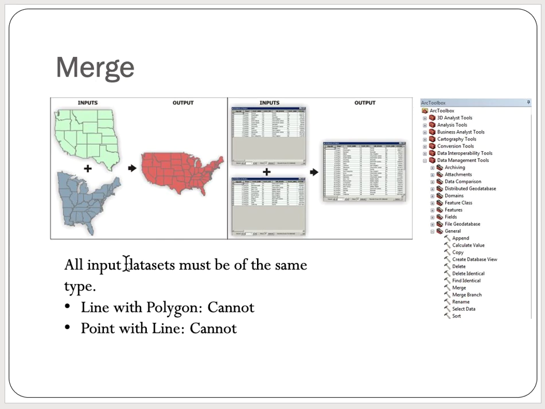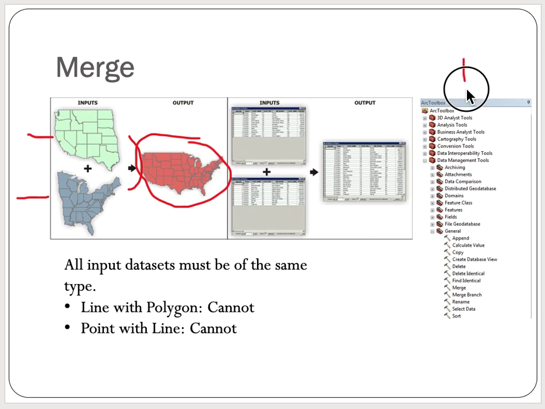So we could see here in this example, all input data sets must be of the same type. So you cannot merge line with polygon, and you cannot merge point with line. Here in this example, we have two polygon features. And let me use the draw tool. So we have the western half of the United States and the eastern half of the United States. And when you merge these two, our output is the whole United States.